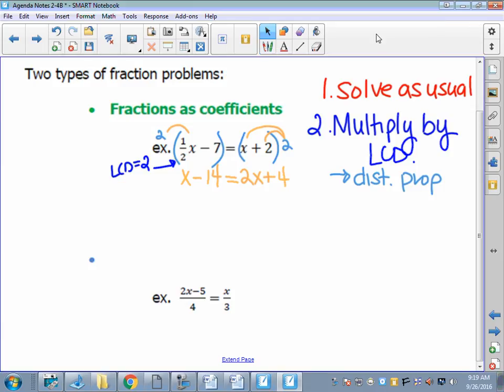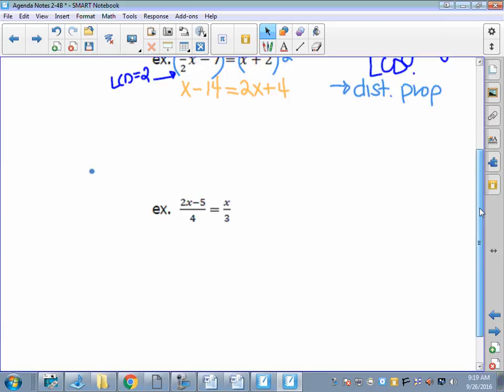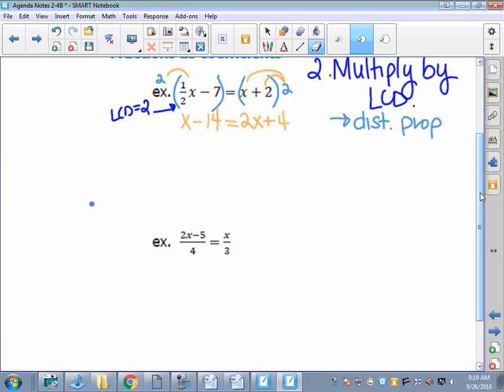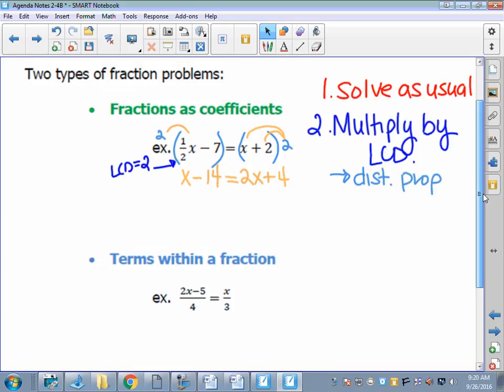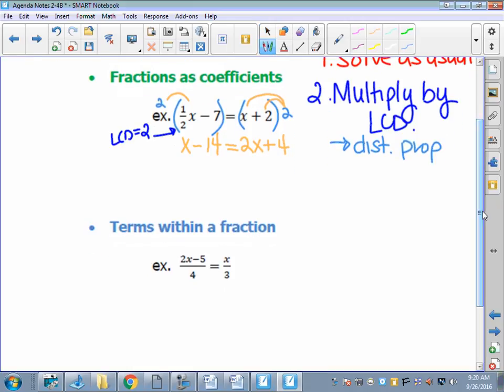Our third option has to do with a problem that looks a little bit different. And that's when we've got terms within a fraction. When I say that, look at that example. I'm talking about we've got a 2x minus 5 as the numerator of the first fraction. We've got an x as the numerator of the second fraction. So our third option when we've got fraction problems is to cross multiply.